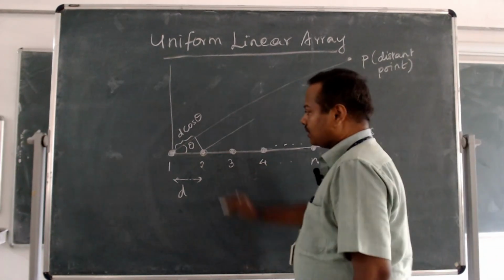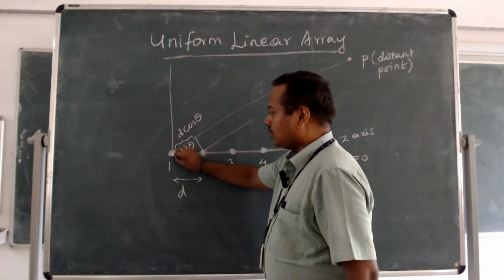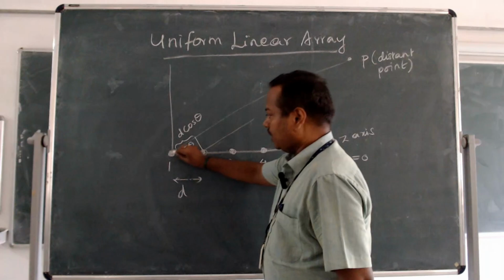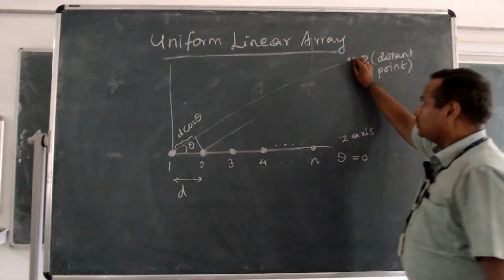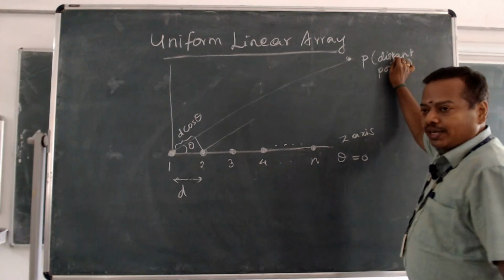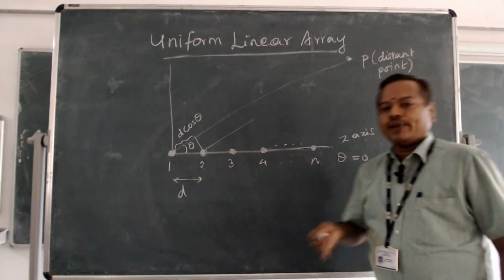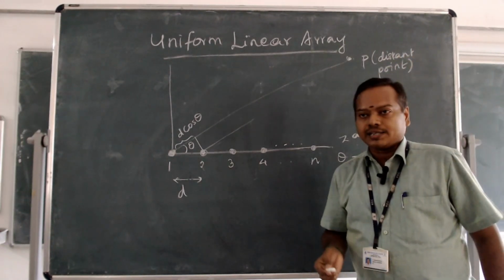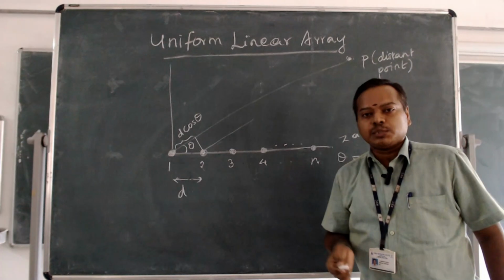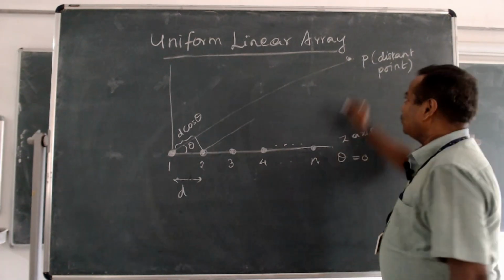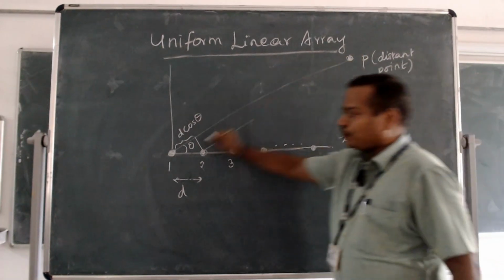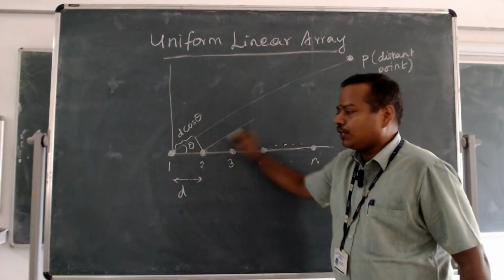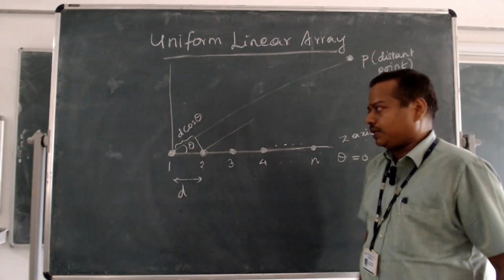If we see the first element, due to the first element there is a field created at a distant point P. This P is the distant point at which we are finding the radiation characteristics. That means we are going to estimate the electric field. If we want to find the electric field at this point P, we have to find the total electric field due to all the individual elements, right?